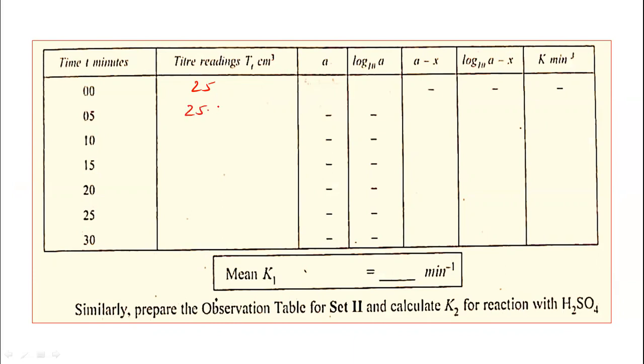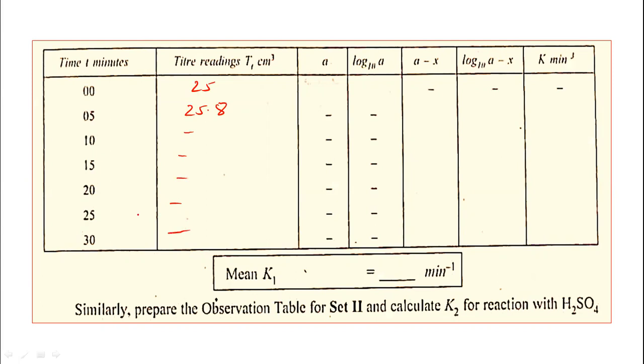Suppose that this is 25.8, because as the reaction proceeds, acetic acid is formed, so the concentration of the acid will be increasing. So more NaOH is required to neutralize that. In this way, we have to take the readings at regular intervals, 5 minutes, 10 minutes, 15 minutes, and note all the readings here.